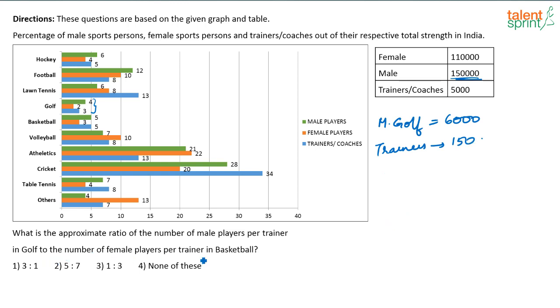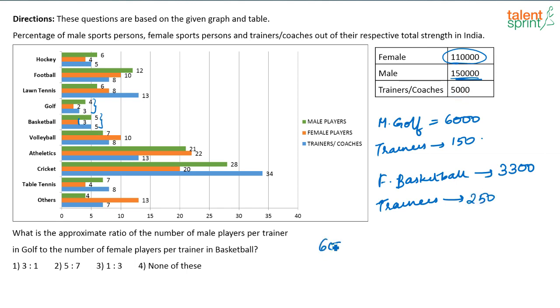Next, what are they saying? Similarly, the number of female players per trainer in basketball. Where is basketball? This is basketball. How many female players are there in basketball? See, this is 3. 3% of female players are there in basketball. Now, what is 1% of the total number of female players? 1,100. 1,100 into 3 will be 3,300 female players in basketball. How many trainers are there in basketball? Trainers is 5%. Out of 5,000 coaches, 5% is nothing but 250.